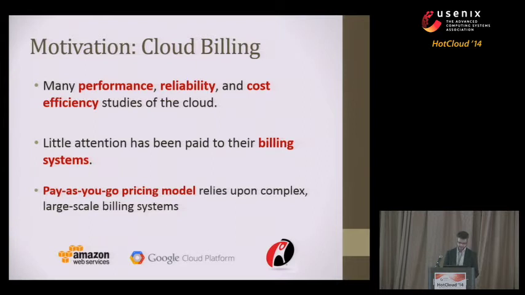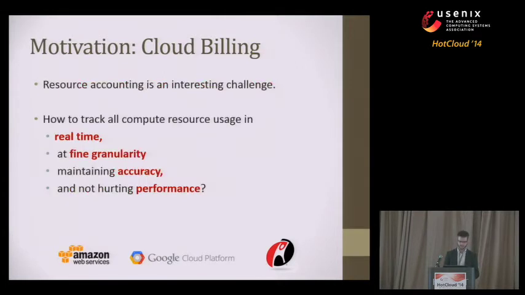The fact is that a predominant pay-as-you-go cloud computing pricing model relies upon complex, large-scale billing systems, the mechanics and guarantees of which are still opaque to customers. So we see resource accounting as a fundamentally interesting challenge. And the question is, how can you track resource usage in real time and at fine granularity while maintaining accuracy and not hurting performance? It turns out that this is fairly difficult, as shown by our measurement study of several cloud billing systems.